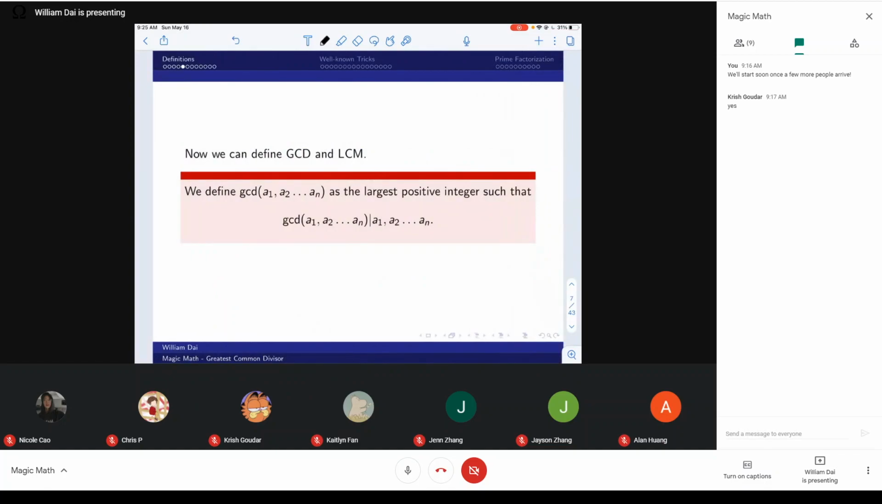And now we can go on to defining the greatest common denominator and least common multiple. So we can say the greatest common divisor of this set of integers, this is a bunch of integers, is the largest positive integer such that it divides all of these. Okay, so I'll write this out in words in case you don't understand the notation here. I'll just call this K for simplicity. So K is a divisor of A1, A2, and it is the largest possible.